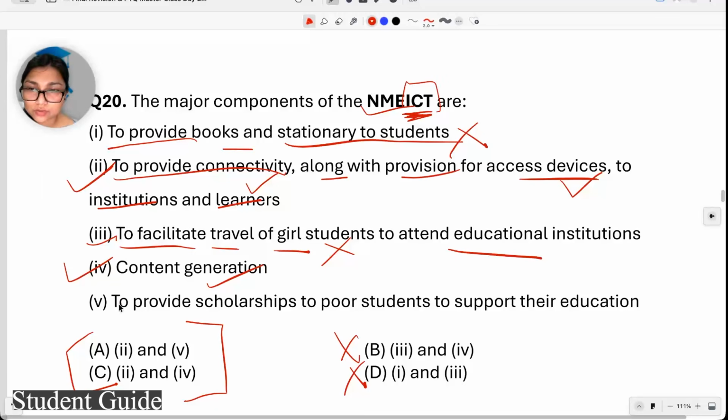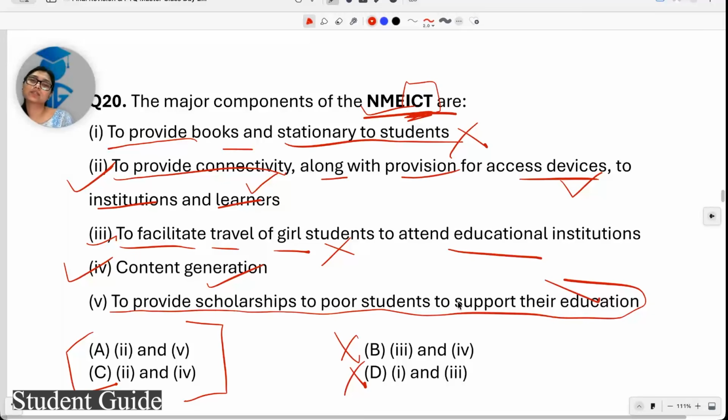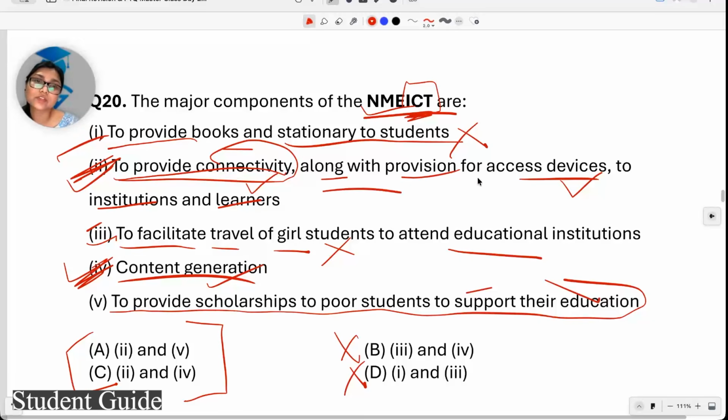We can quickly look at option number 5. It is saying to provide scholarships to poor students to support their education. This is not an appropriate option, but you can go with option number 2 and option number 4. Okay, content generation and to provide connectivity along with provision to access devices to institutions and learners. It means option number C, having 2 and 4, is correct. This is the correct answer.